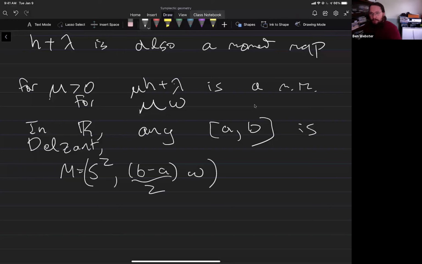And so there's no condition on A and B. They can be anything. Because somehow the Delzant thing is something about how slopes meet and there are just no slopes in R. There's nothing to worry about there. Okay? Yep. Okay. Thank you. Great.